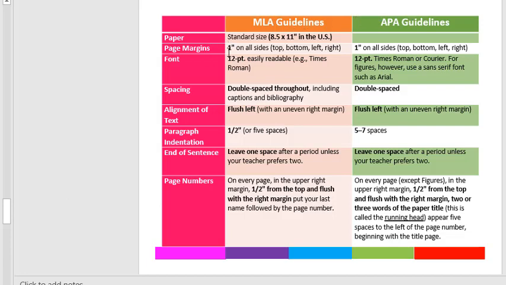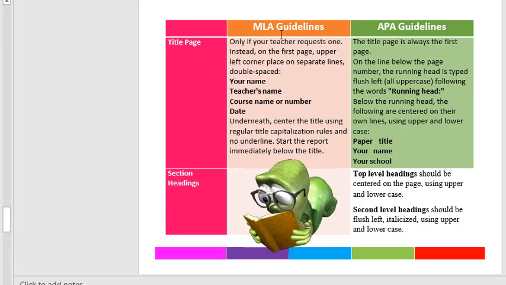Now, MLA guidelines and APA guidelines for the different research papers cover the paper standard size, paper margins, font, spacing, alignment of text, paragraph indentation, end of sentence and page number. These MLA and APA guidelines should be in your mind, and you should know about the journal in which you are publishing your research papers. So you should follow these guidelines about the MLA and APA references.